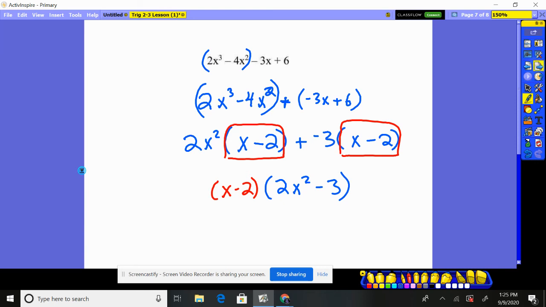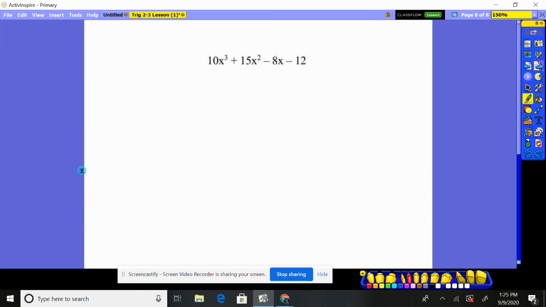Let's look at one more because I know that is confusing. So I see this subtraction sign in the middle. I'm simply going to rewrite that as plus a negative. That's all I'm going to do. Just put a plus there, negative. And now you can group them. Okay, so here's what we have. Plus 15x squared. That changed to a plus, and then this was negative 8x minus 12.